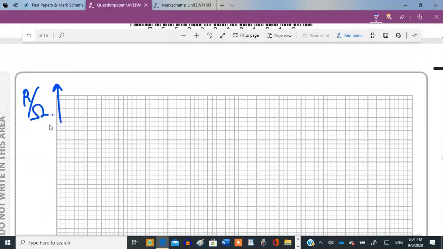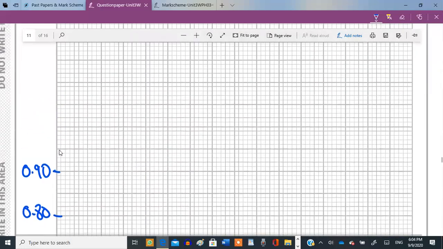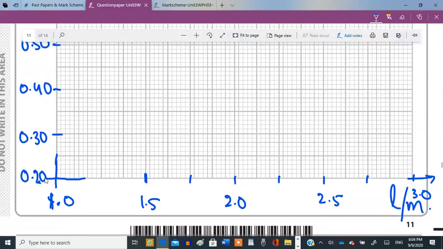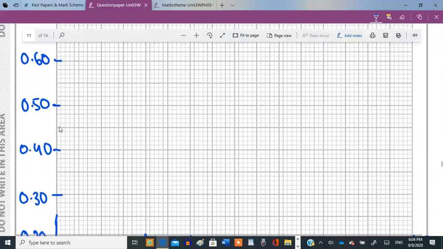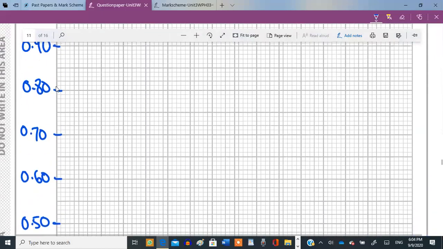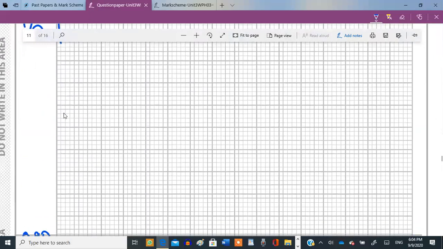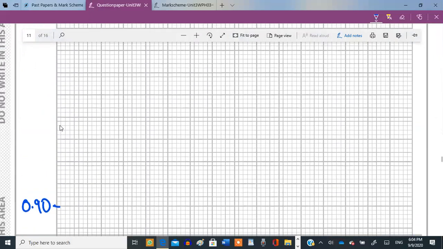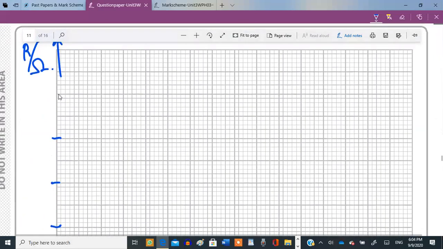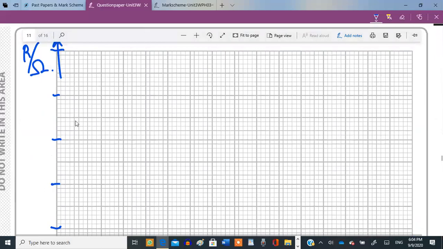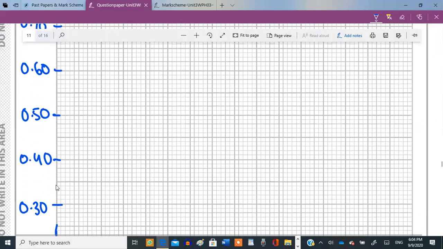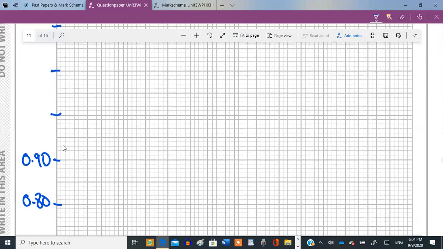How much of the graph is covered? 1, 2, 3, 4, 5, 6, 7. 7 boxes. And what are the total number of boxes? 8, 9, 10, 11, 12. Well, we actually did cover more than 50% of the y-axis. So I think this should be fine.